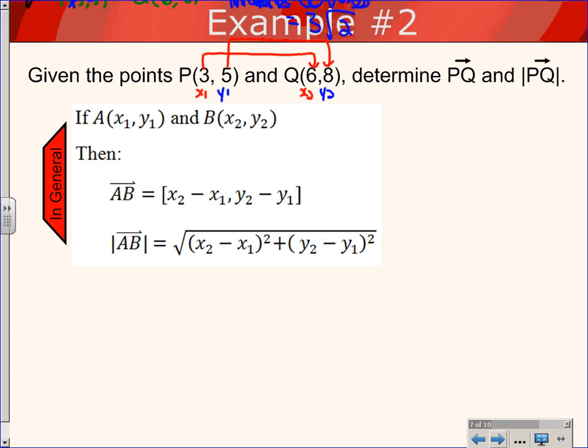And then to get the magnitude, we're just using Pythagorean theorem. And that's all that's happening here, is using Pythagorean theorem. We're taking the components, squaring them, adding them up, and we took the square root.